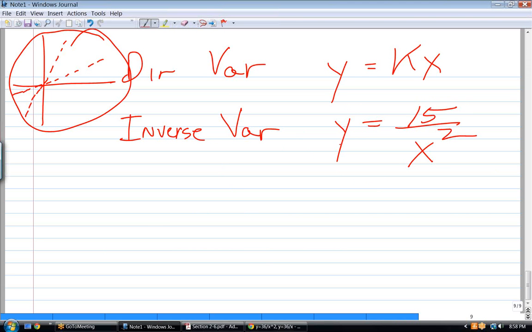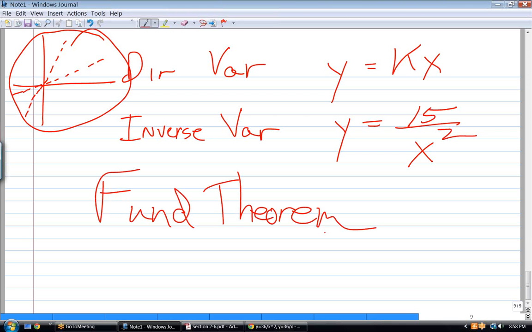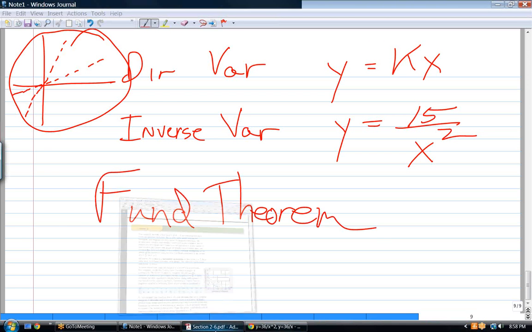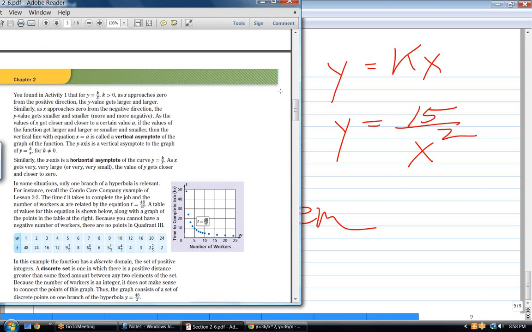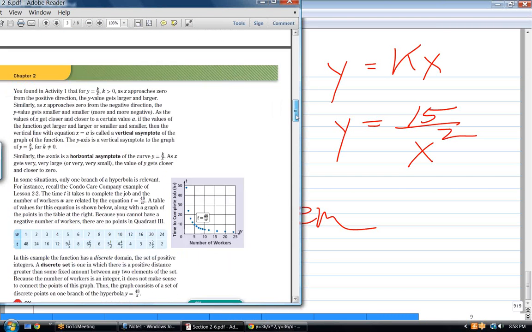All right. What else did you have? I'm pretty sure that was it. Okay. It was direct variation, inverse variation, and the fundamental theorem of variation and graph of linear direct variation. We'll try looking that up on this PDF here after we're off. Maybe you can find that fundamental theorem.